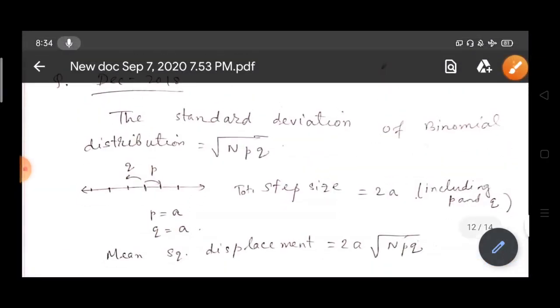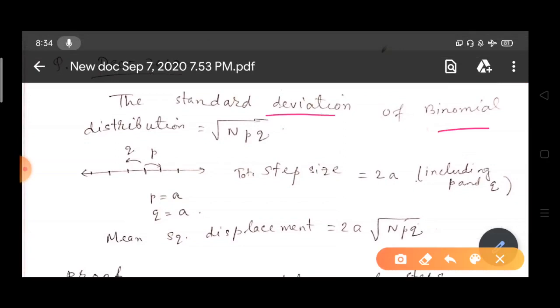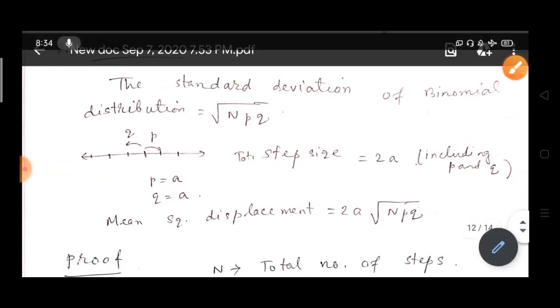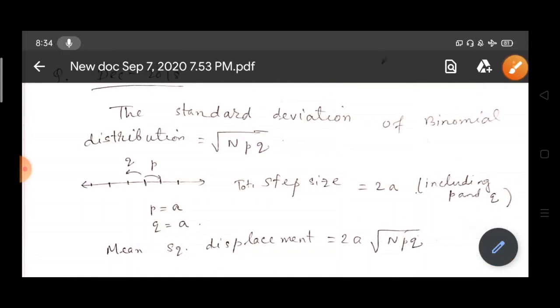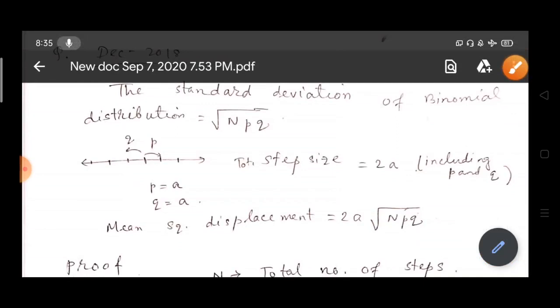So this is a binomial distribution question, and the standard deviation of a binomial distribution is root over n into p into q. Suppose we are taking the head case for the tossing case. If we define the probability of getting heads as p, then the probability of getting tail is 1 minus p, or q. So here the probability of going to the right is p, and the probability of going to the left is 1 minus p, or q, because the total probability of events is always 1.